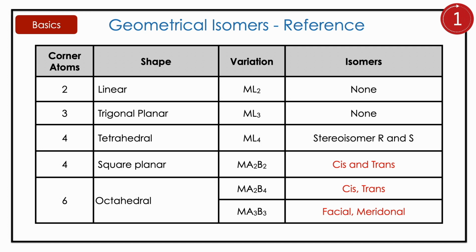Octahedral has two isomers possible: MA4B2, cis and trans geometrical isomer, and MA3B3, facial and meridional isomers. We will see one by one by structure and geometrical possibility.